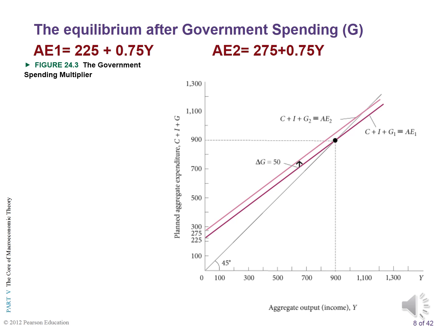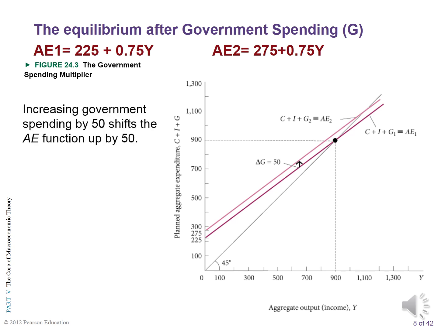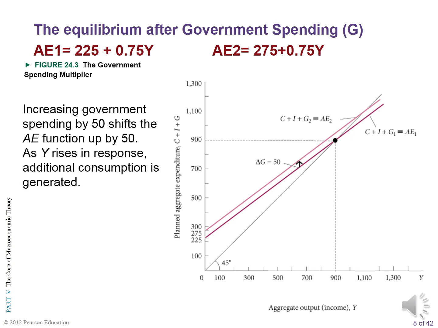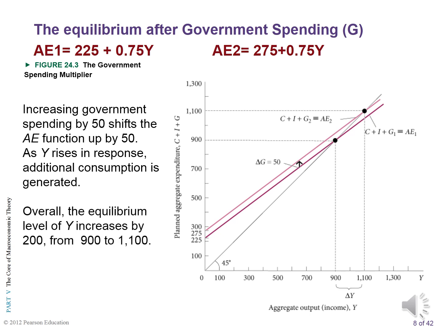طبعا أيوه، income will increase. يبقى increasing government spending by 50 shifts the aggregate expenditure function up by 50 and Y will increase in response. Okay, additional consumption is generated. خلاص. So Y increases by 200 from 900 to 1100. سهلة. Overall, the equilibrium level of income increases by 200 from 900 to 1100. Easy. We talked about equilibrium in case of multiplier, in case of an increase in G.